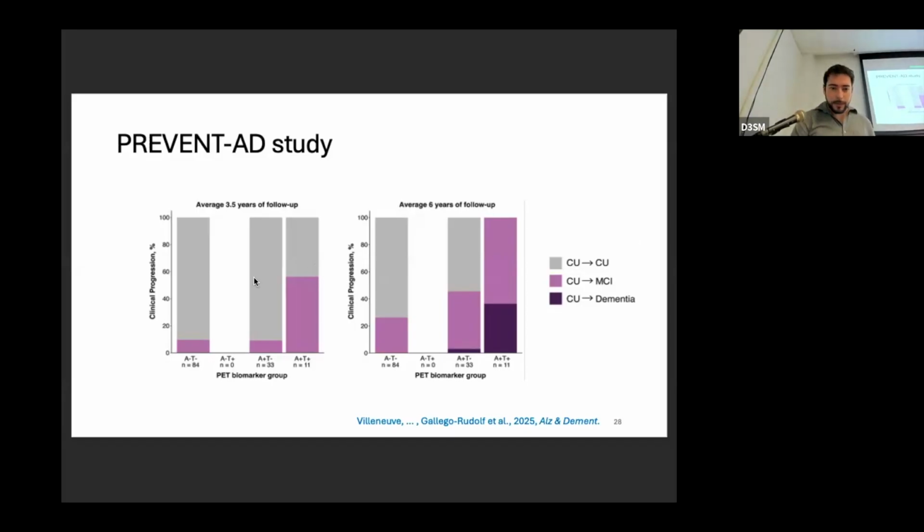This is a figure from the paper that is basically showing the rate of progression of people based on their proteinopathy profile. For people who have no amyloid and no tau in their brain, we see a very low rate of progression from cognitively unimpaired to MCI. Whereas for people who have high levels of both amyloid and tau, around half of them progressed after 3.5 years of follow-up. And after 6 years of follow-up, all of these participants eventually progressed to MCI and to dementia, which is what we would expect, of course, from previous studies.